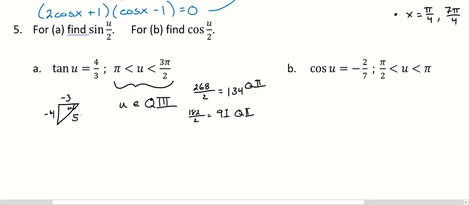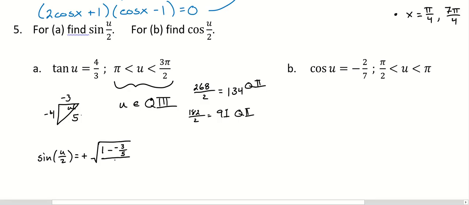be 5. The only reason I'm doing all this and thinking about the picture is because when we plug into the formula, the sine of u over 2, this half angle formula, is plus or minus, and we just decided that our half angle is in quadrant 2, so I know it's the positive variation. It is the square root of 1 minus the cosine of u, and really important here, cosine of u is adjacent over hypotenuse, it's -3/5. This is the cosine of angle u, and this is all over 2.